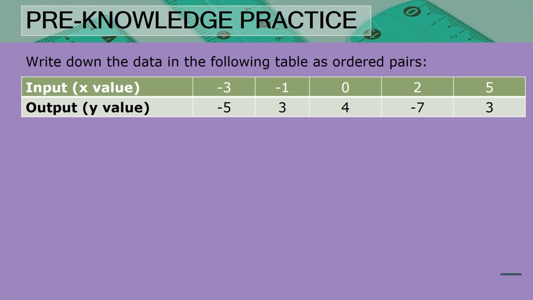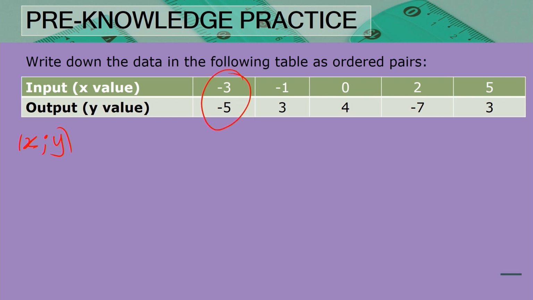We have been given the following table, and it says to write down the data in the table as ordered pairs. Now if you remember, ordered pairs are written in the form of the x value, then a semicolon, and then the y value. In our table, we have the input values, which are the x values, and the output values, which are the y values. Each of those pairs we are going to write down as ordered pairs. So let's start with the first one.